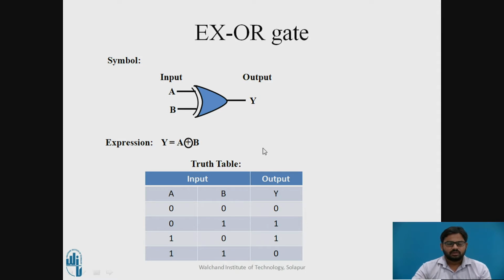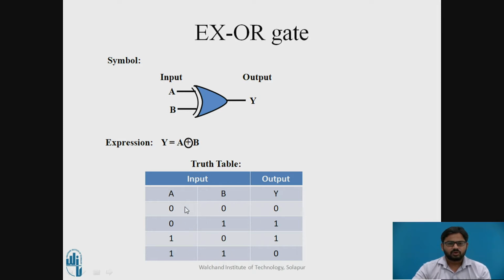XOR gate. XOR gate is the exclusive OR gate. The XOR gate is also called an inequality detector. Why is it called an inequality detector? For the XOR gate, inputs are 2, output is 1. The logical expression for the XOR gate can be read as y is equal to a XOR b. When both the inputs are 0, output is 0.